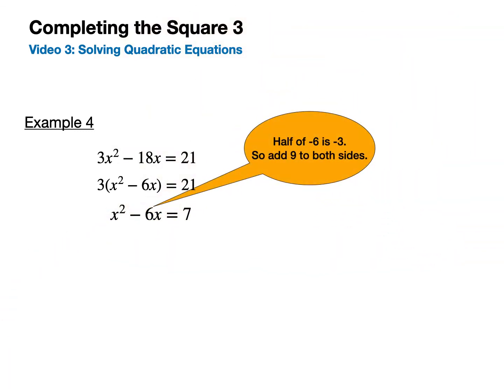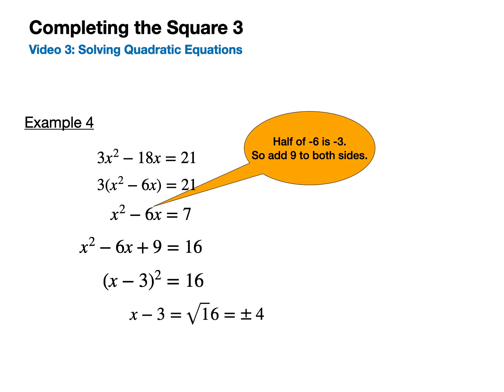Half of minus 6 is minus 3, so to complete the square I need to add minus 3 squared, and that's 9. And to keep the equation balanced, I need to add 9 on the other side. So that gives, finally, the square of x minus 3 is equal to 16. And now I can take the square roots of both sides. x minus 3 is the square root of 16, which is plus or minus 4. So x is equal to 7 and minus 1.